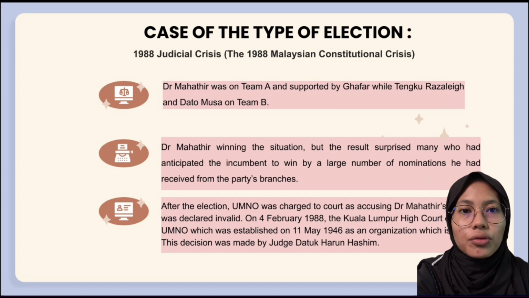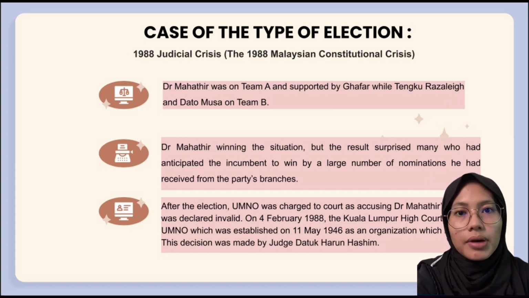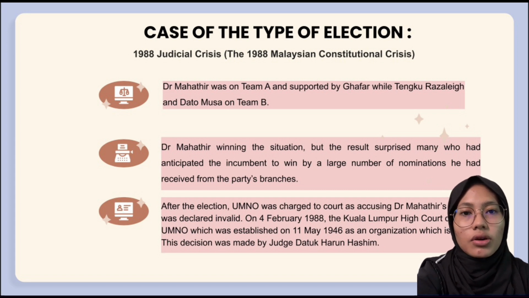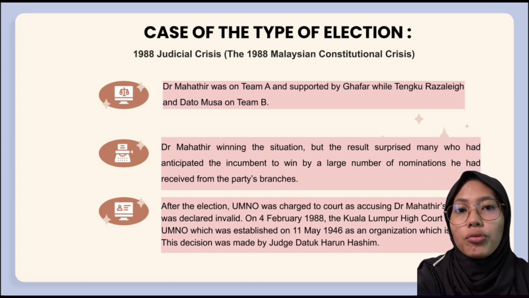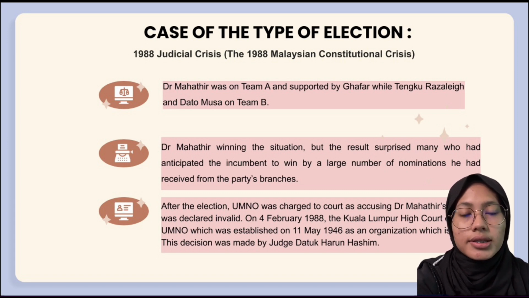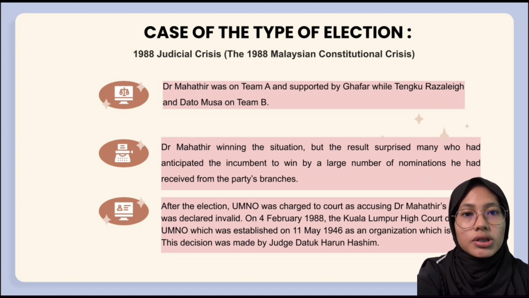After the election, UMNO was brought to court as it was accused that Dr. Mahathir's victory was invalid. The result of the trial at that time was that UMNO was declared an invalid organization and could be banned, thus ending the UMNO party, which had reached the age of 41 years. On 4th February 1988, the Kuala Lumpur High Court declared UMNO, which was established on 11 May 1946, an invalid organization. This decision was made by Judge Datuk Harun Hashim.